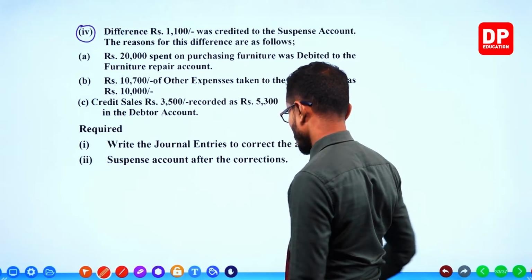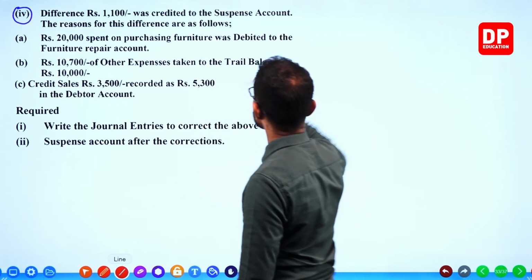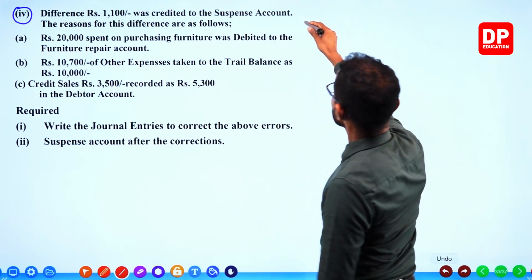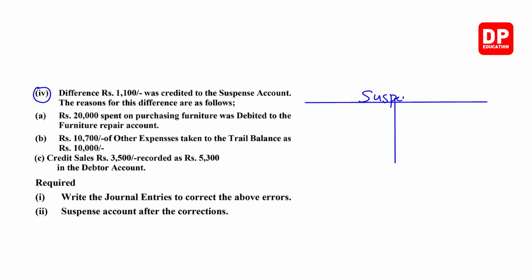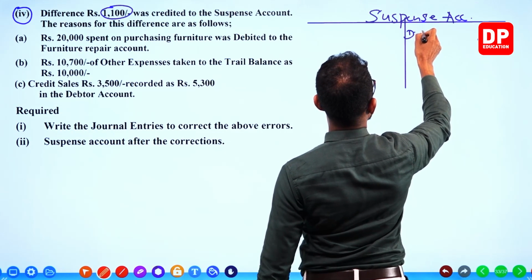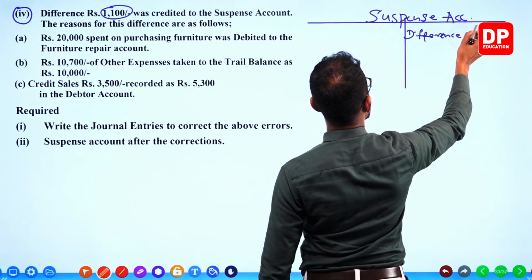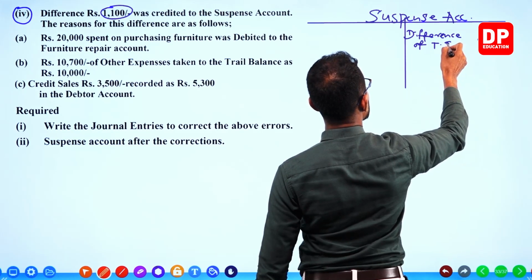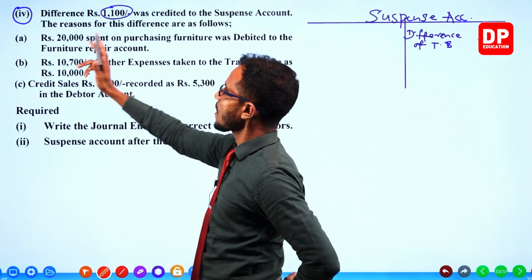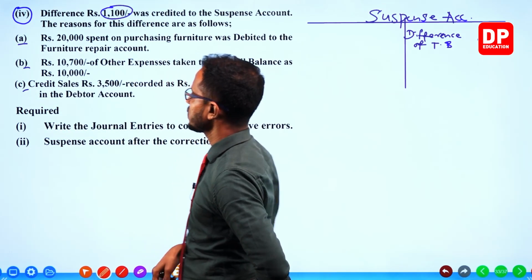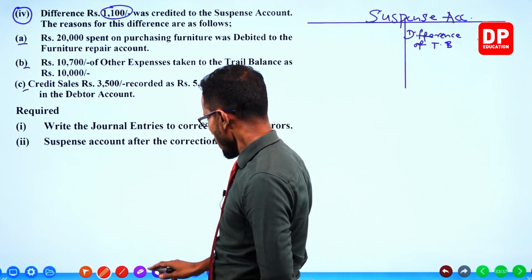Let's first create the suspense account. There you go. There is the suspense account. Credited 1,100, the difference, so we have to write difference of trial balance, 1,100. Then they have given reasons for the difference. Three reasons required.